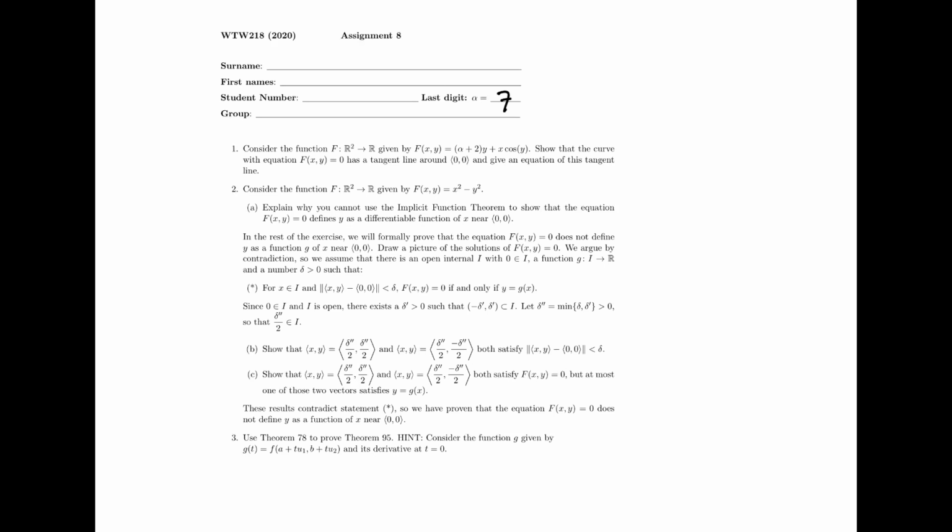Usually I take alpha equals 5, but this time let's take a different one, so we'll take alpha to be 7. Let's do the first question first.